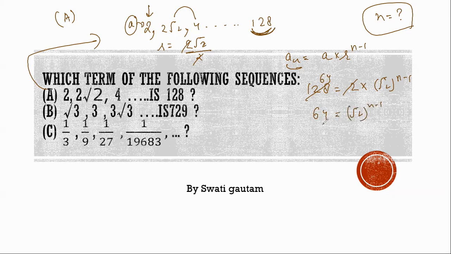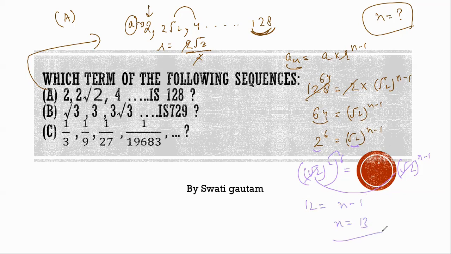So what I will do here is make the base the same. You know that 2 raised to the power 6 is 64, right? Now the bases are not the same. Base means the bottom number. Here we have root 2, here we have 2. So I will write 2 as root 2 whole squared, and there is a power 6, equal to root 2 raised to the power n minus 1. Now the bases are the same, so the bases cancel out, and this will be 12. 12 is equal to n minus 1, so n is equal to 13. So 128 is the 13th term in the sequence. So this is for the first.